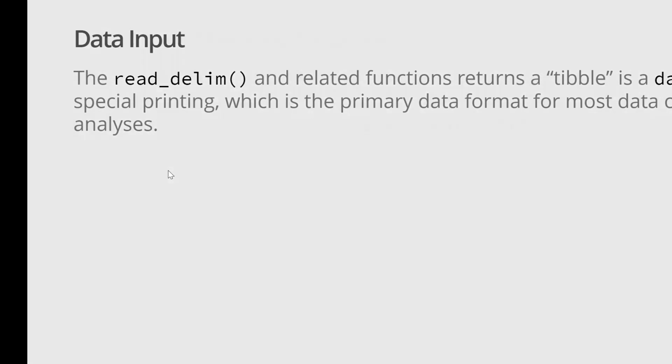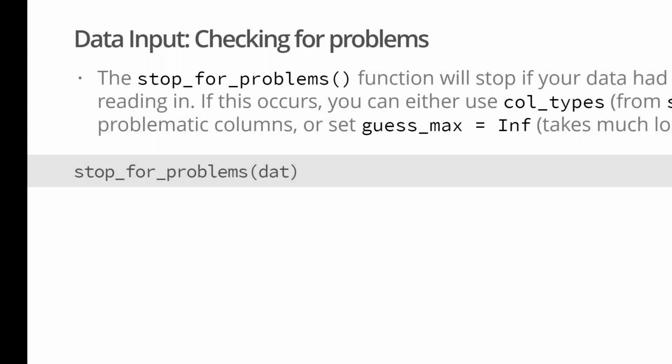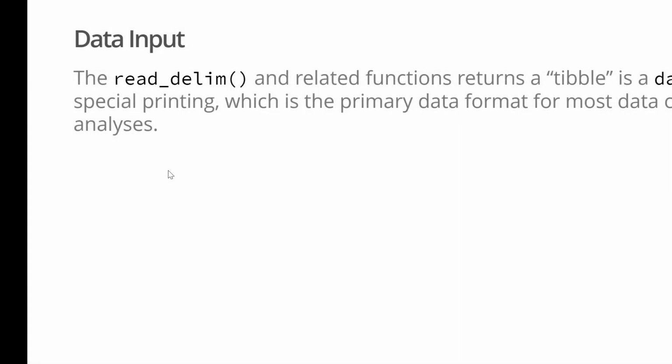And so, assuming you get it in with no problems and maybe you change some stuff that you had to, you'll run this function. Our object will get read into your environment, and then you want to start doing analysis. What comes in is this thing called a Tibble, which is a special data frame, special because it has special printing and special attributes. This is the primary data format for most data cleaning and analyses, especially in this tidyverse landscape.